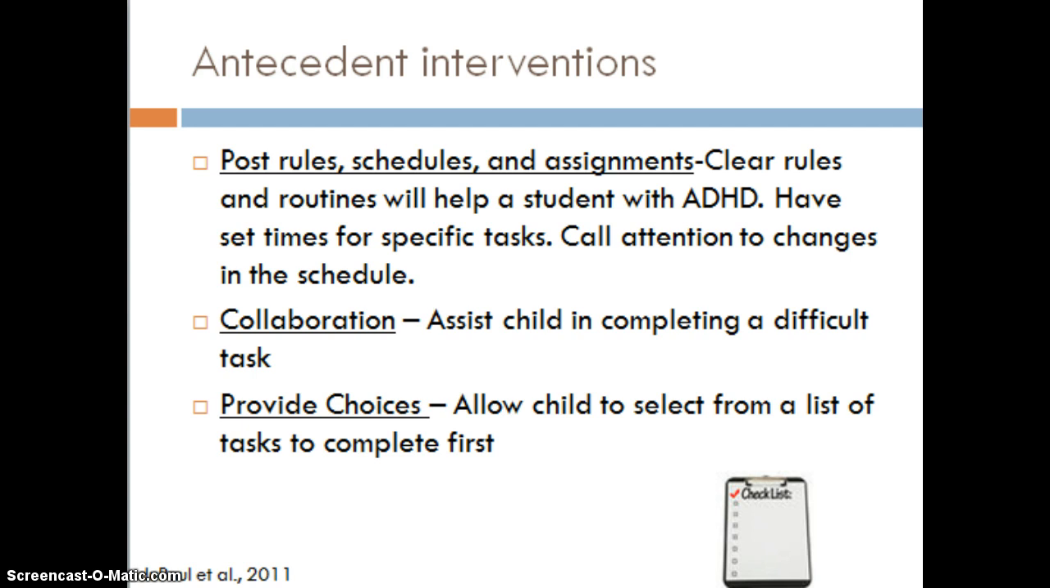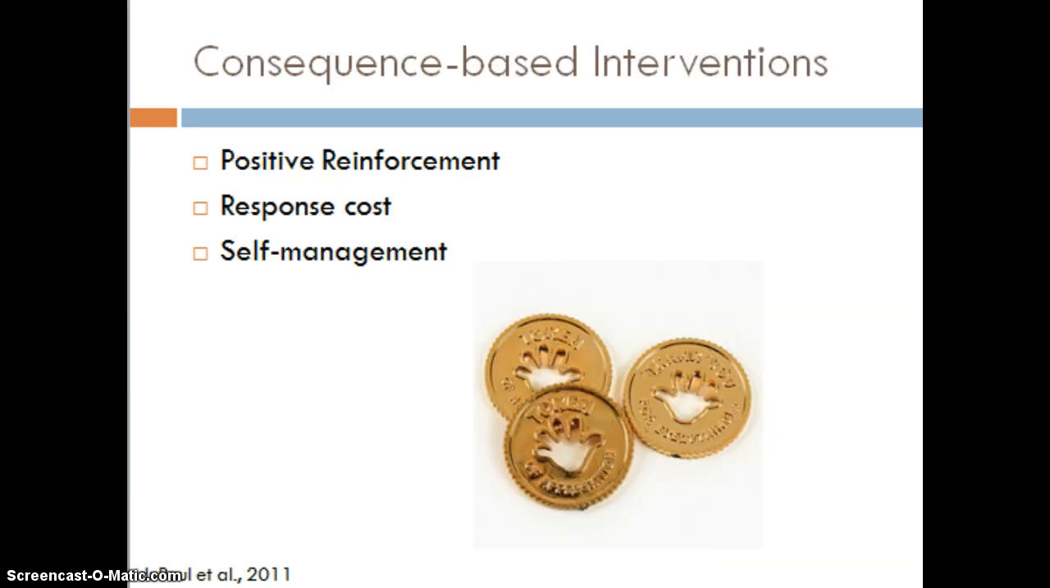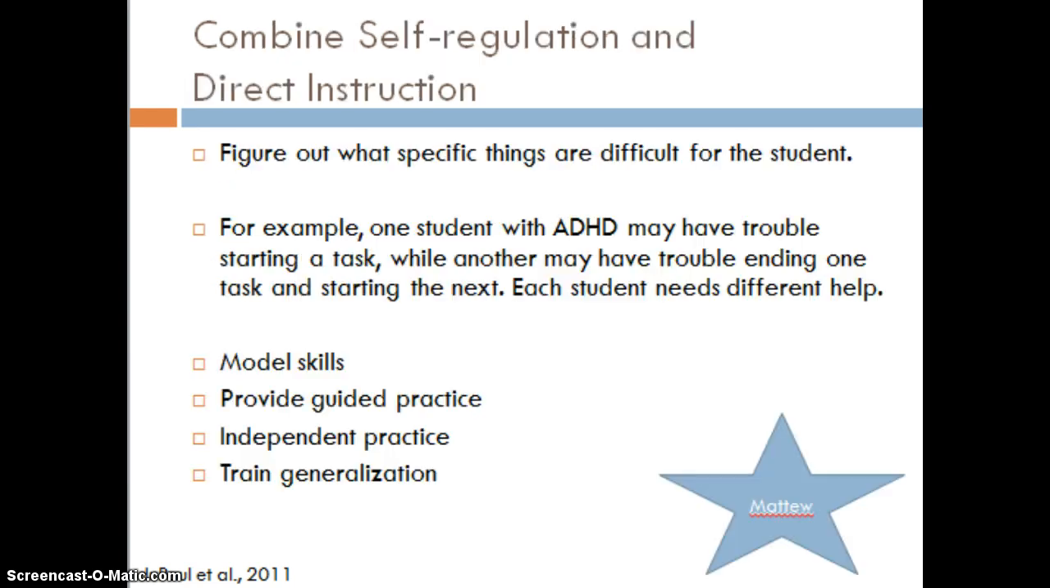Students need to have a little bit of power and control, so giving them choices is an excellent way to do that. Because they might have poor inhibition, you need to make sure they know what that reinforcer is going to be and when they're going to get it. And some students who can't wait might need to have that distractor with them during the class time. Consequence-based interventions are those things like positive reinforcement, response cost. That means taking away those tokens they got for positive reinforcement. And then, of course, to be more independent, we want to move towards self-management so that they can be aware of their own behaviors and reinforce themselves for those.